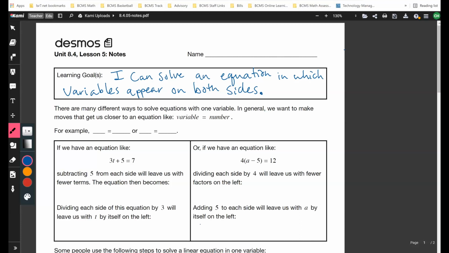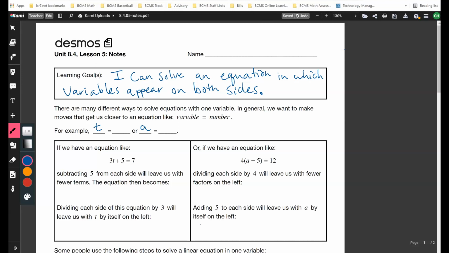Just in general, we want to make sure that moves get us closer to an equation like variable equals the number, right? So we're trying to isolate that variable, x equals, or y equals, or t equals, whatever it ends up being. So we're always looking for a solution for that unknown value. So for example, down here, we're trying to get to t equals something, whatever our answer would be for that one, or we could get to a equals something for this one, okay?